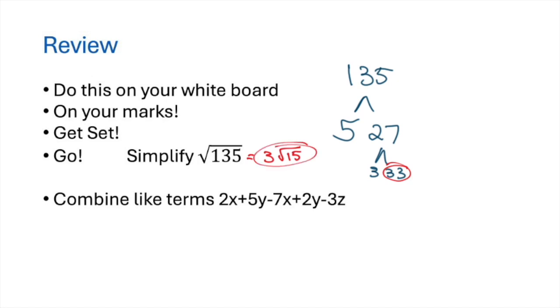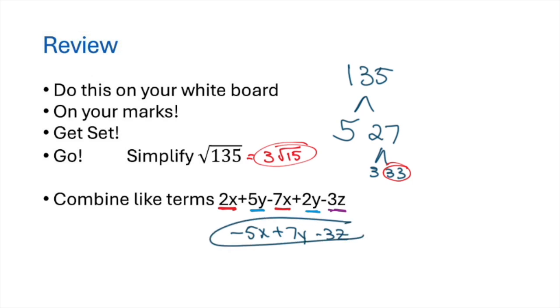Then this next one, we have some like terms. I've got my 2x and my 7x, my 5y and my 2y, and then this one gets left out by itself. So my answer with these two will be negative 5x, because of that subtract right there. For these two, it'll be 7y. And that one will be negative 3z. And I have combined them.